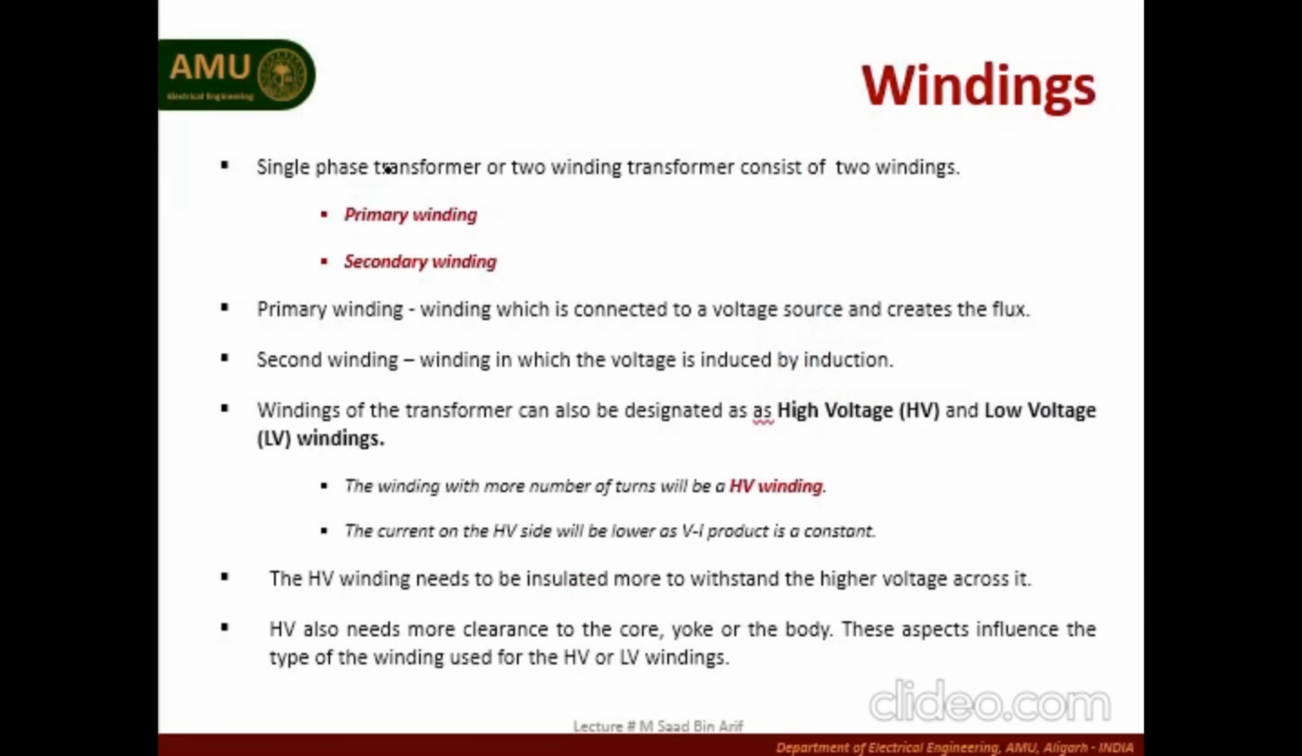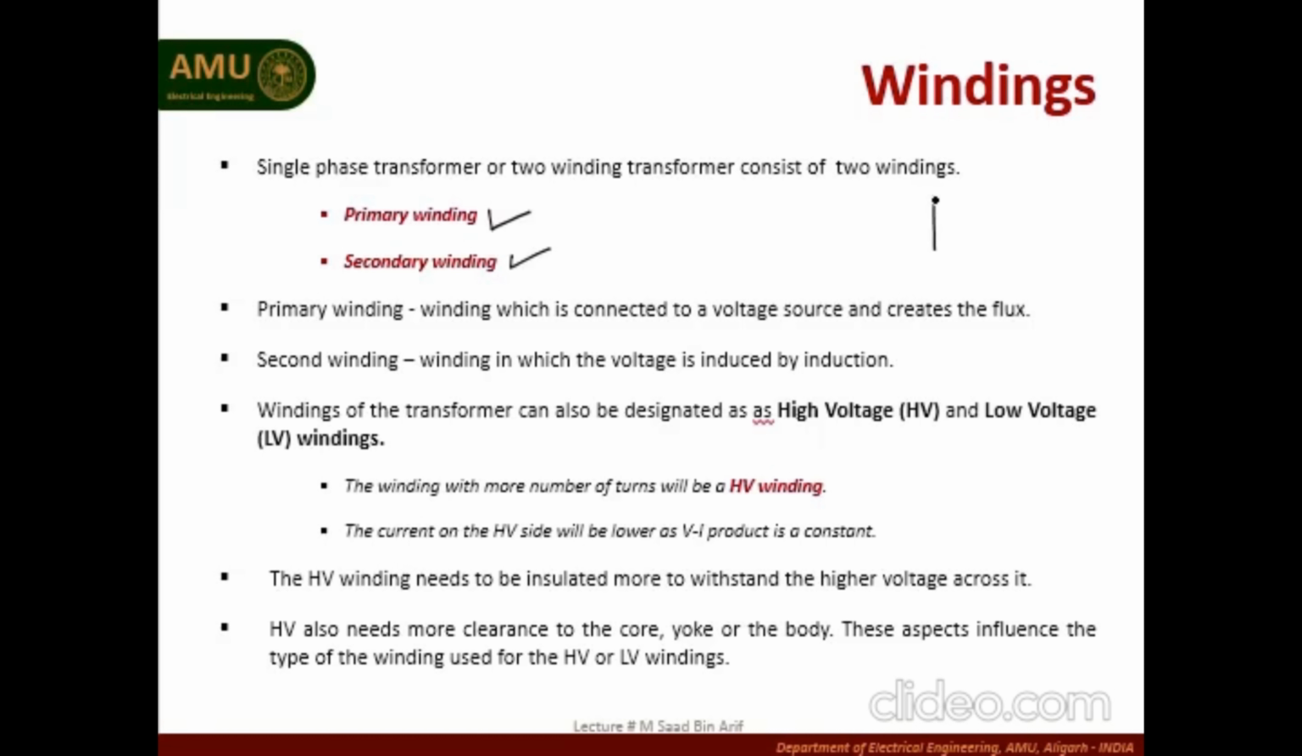If we talk about a single phase transformer, a single phase transformer usually consists of two windings. One winding is the primary winding and the other winding is called the secondary winding. The primary winding is basically the winding which is responsible for the creation of flux, and this winding, that is the primary winding, is connected to the voltage source, whereas the secondary winding is the winding where the voltage is induced.